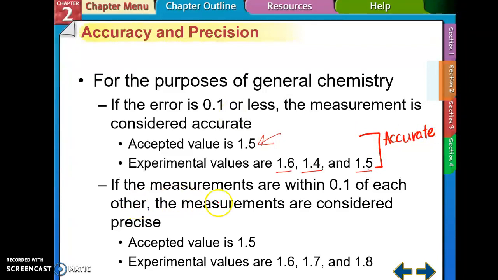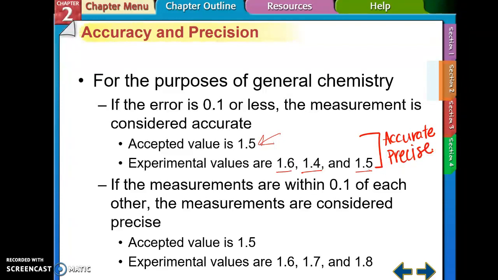And if the measurements are within 0.1 of each other, the measurements are considered to be precise. So go back and look. 1.6, 1.4, 1.5, they're all pretty close to each other. They're all within that accurate range. Even though 1.6 and 1.4 are 0.2 away from each other, since they are within 0.1 of the accepted value, I would also call this precise.